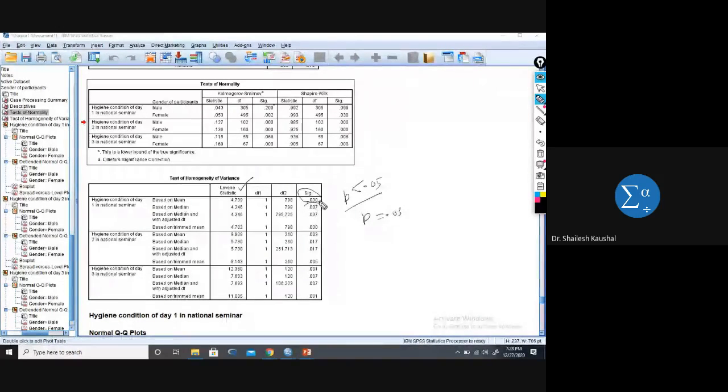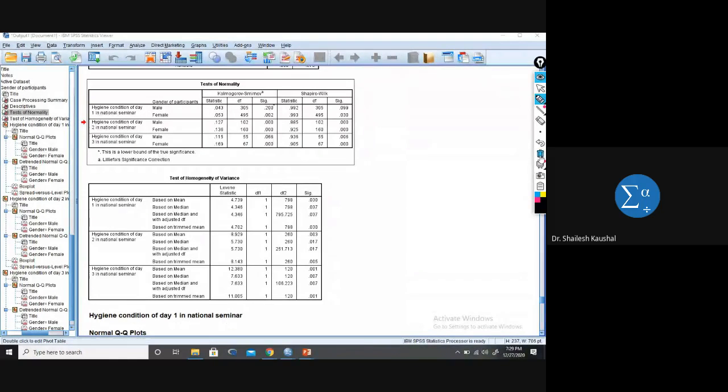We take only this value based on mean. We do not take median and trimmed mean. So for day 2, it is not normal because its value is very low, 0.003. For day 3, the data is not normal. So the data is not normal and not homogeneous. Now, how to correct our data? We will correct our data by using 3 methods: log transformation, square root transformation, and inverse transformation.